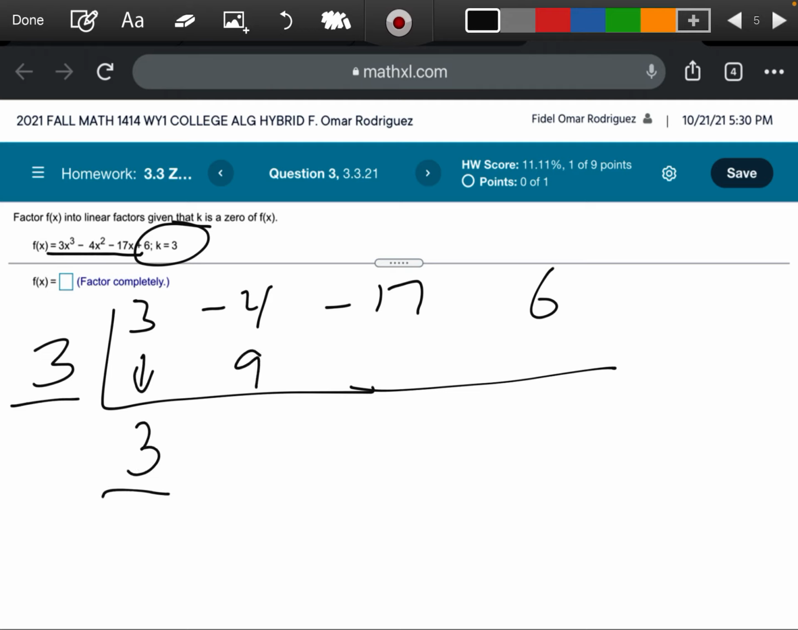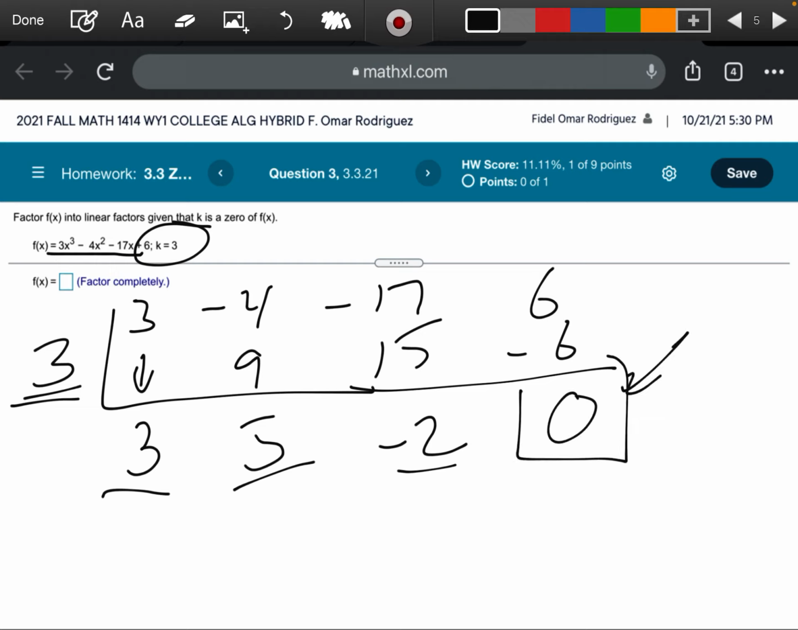So step number 1, we're going to drop down the first number and we're going to multiply. 3 times 3 is 9. We're going to add together. That's going to give me 5. 3 times 5 is 15. We're going to add those together. That's going to leave me with a minus 2. And 3 times negative 2 is a negative 6.